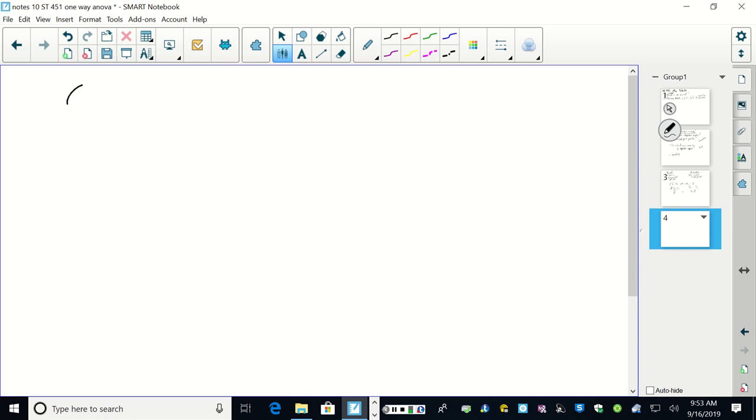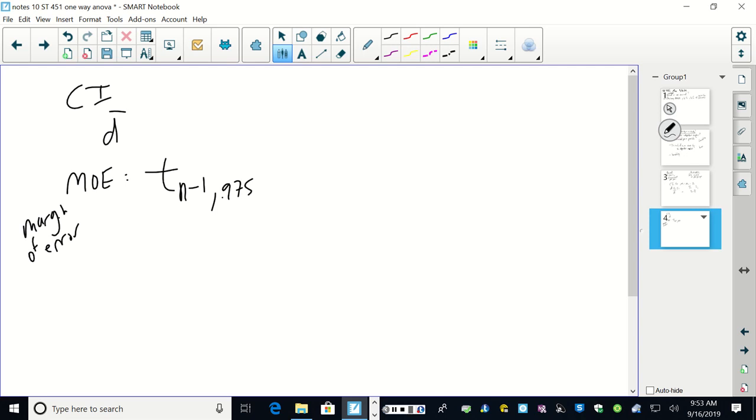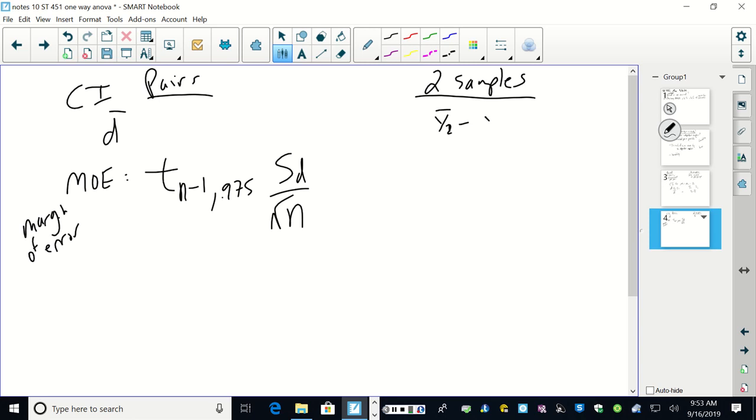So if we're doing confidence intervals based on d bar, the margin of error, MOE, we would take a t value, and with pairs, there's n pairs, we could use n minus 1, and then we're going to take this s sub d over the square root of n. If it's two samples, we have y bar 2 minus y bar 1 as the difference.